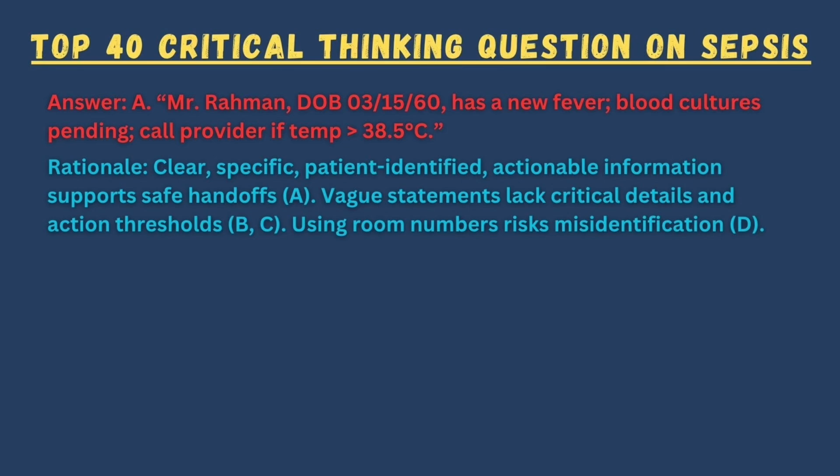Rationale. Clear, specific, patient identified. Actionable information supports safe handoffs. A. Vague statements lack critical details and action thresholds. B, C. Using room numbers risks misidentification.